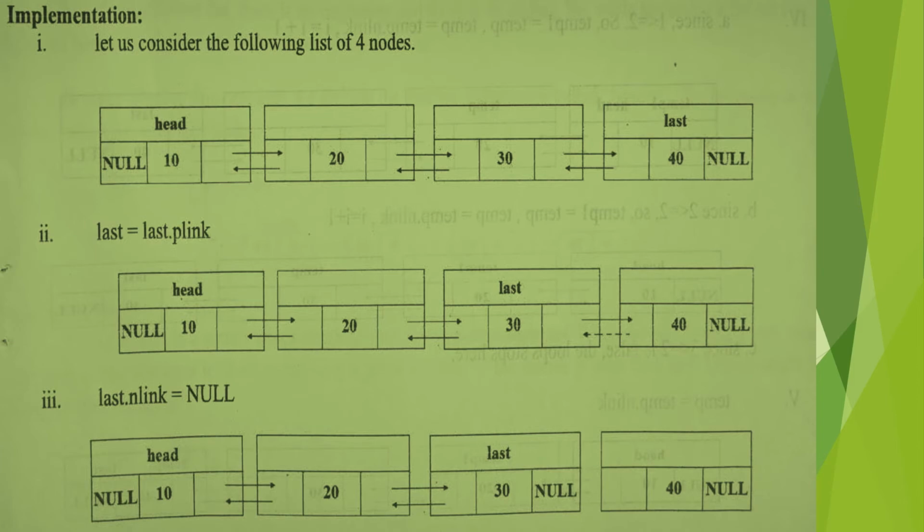Let us consider 4 nodes. I want to delete this last node. So simply last equal to last.plink. So the last becomes this node, and last.nlink equal to null. I have inserted a null value in the nlink. So there is no link for this nlink. So the last element is deleted from this double linked list.